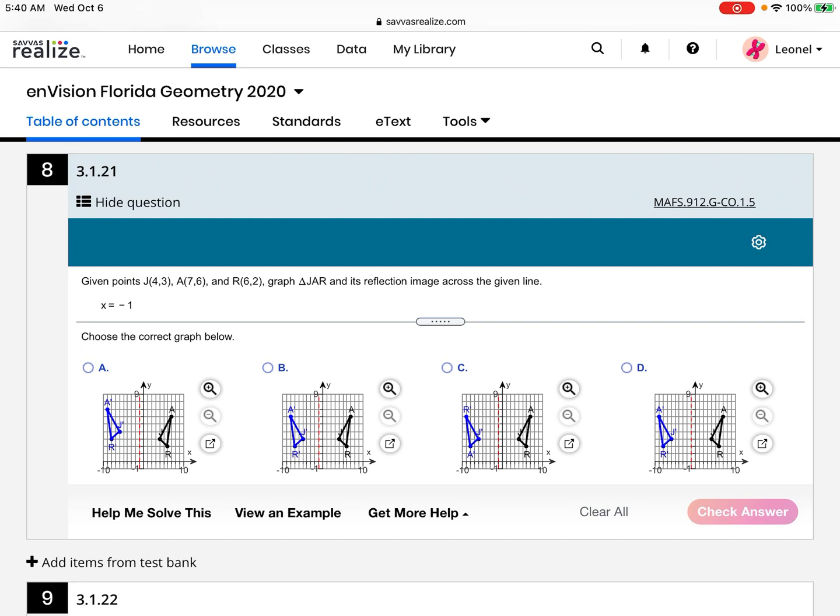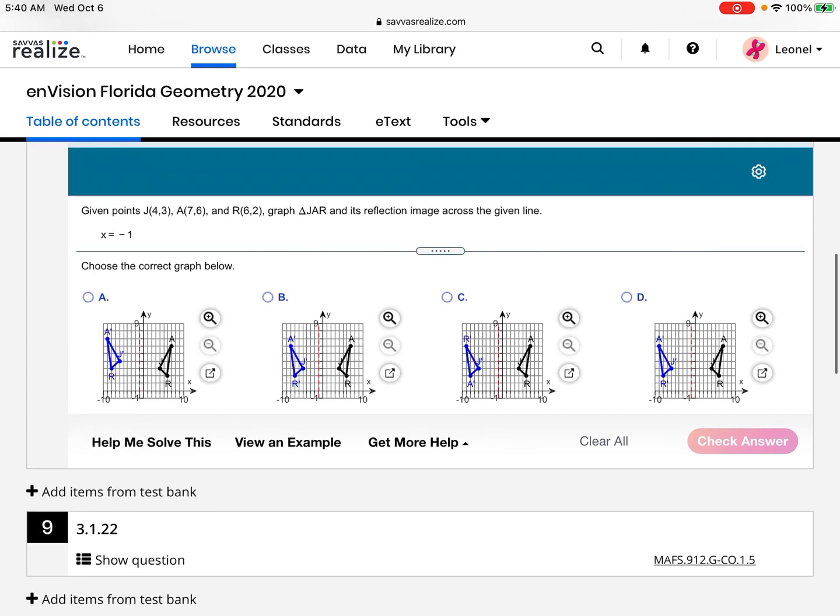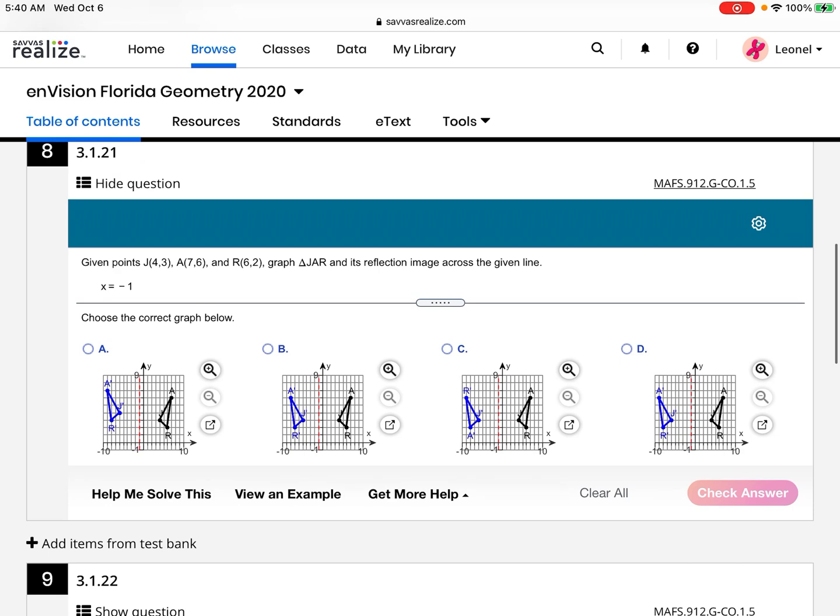Given points J (4, 3), A (7, 6), and R (6, 2), graph JAR and its reflection image across the given line. And the given line in this case is x equals -1. Okay, so first of all, you guys have to know where x equals -1 is. So the way you find that line, and it happens to be the same in all of these.